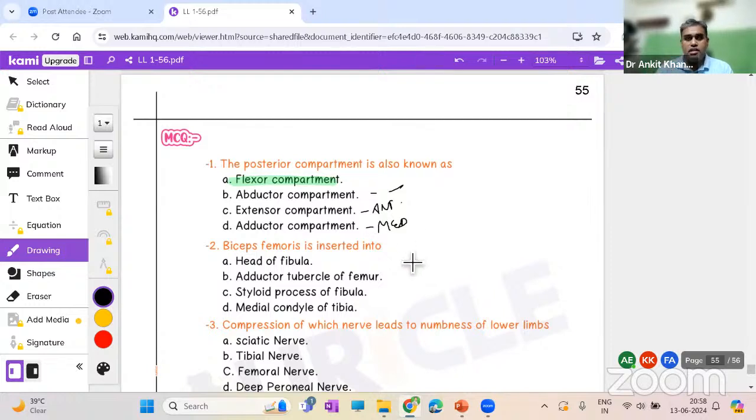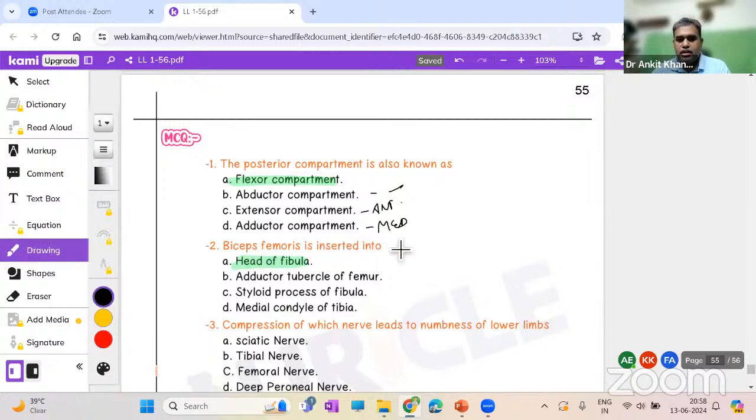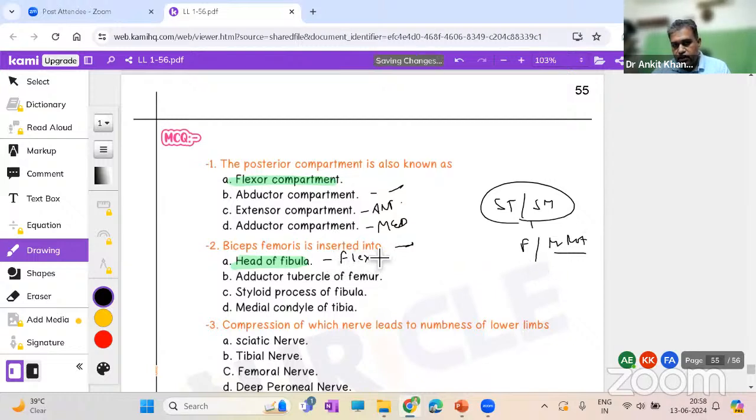Biceps femoris is inserted into, see, there comes a question, the head of the upper end of the fibula. And this is the reason, let me add over here, that once we talk of the action of biceps femoris, other muscles like semitendinosus and semimembranosus, they do what? They flex the knee, fine. But apart from flexion of the knee, they will also do medial rotation of the knee. But this biceps femoris, apart from flexion of the knee, will do lateral rotation. Why? Because it is going to the lateral bone.